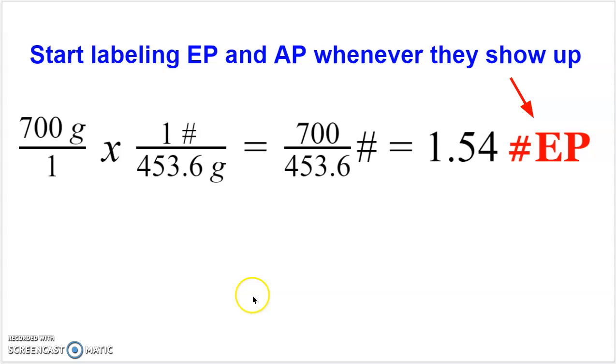One thing I want to note is I think you'll find it very helpful if you start labeling EP and AP whenever they show up. When you're working with yield percent and EP and AP, it's really easy to get confused about whether something is EP or AP. So starting right when you read a problem, I would label each quantity that you see in the problem, and anytime you do a calculation, label EP and AP also so that you don't get mixed up.